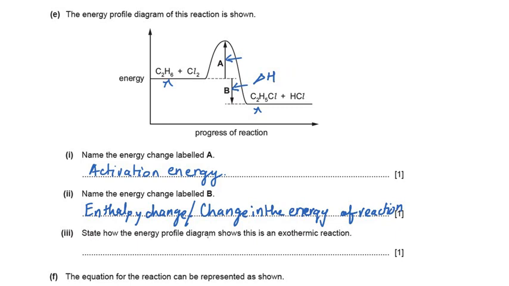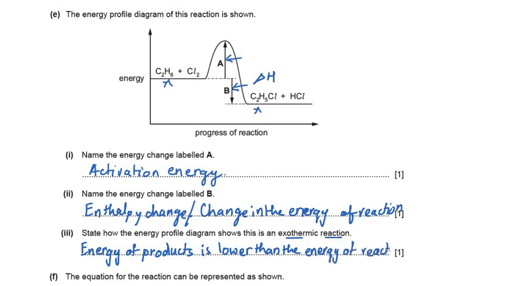State how the energy profile diagram shows this is an exothermic reaction. Now for an exothermic reaction, the energy of the products should be less than the energy of the reactants. So here we simply write that we can see that the level of the products is given below the energy of the reactants. So the energy of products is lower than the energy of reactants. That's the main point which proves that it's an exothermic reaction.